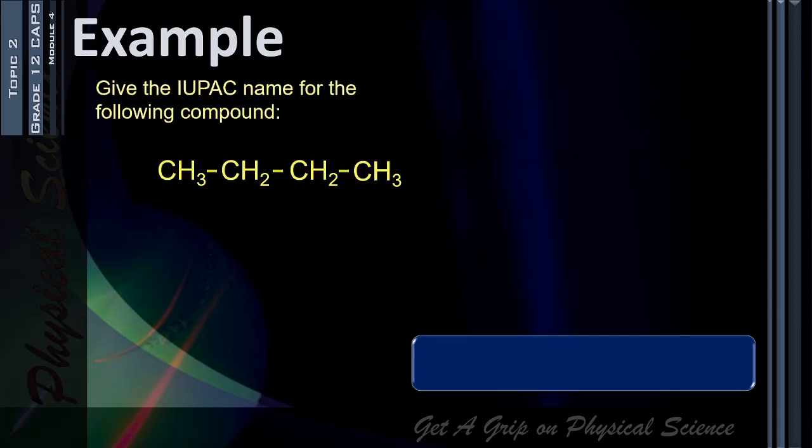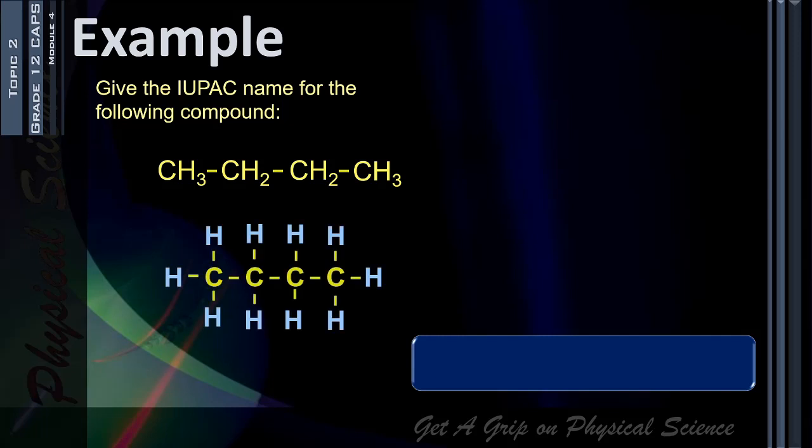So let's name a few alkanes. The first one is given to you in a condensed structural formula. Now if it's difficult for you to see what this molecule looks like, just redraw this molecule as a structural formula. And now it's easy to see what this molecule looks like. First rule, find the longest carbon chain. The longest carbon chain here is 4 carbons.